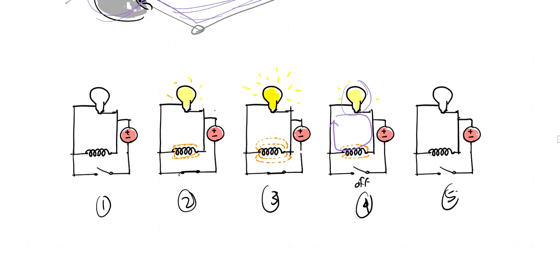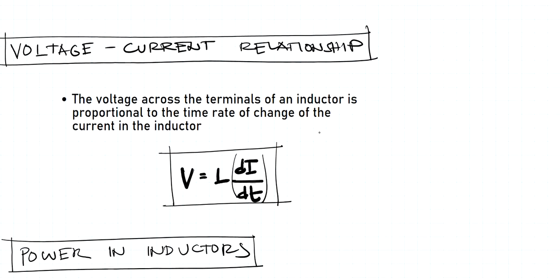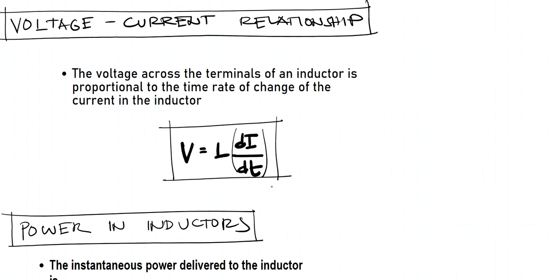So now let's talk about the voltage-current relationship across an inductor. It says here that the voltage across the terminals of an inductor is proportional to the time rate of change of the current in the inductor. So here's the equation: the voltage is directly proportional to the rate of change of current with respect to time. This is something like Ohm's law, but of course it's not Ohm's law.